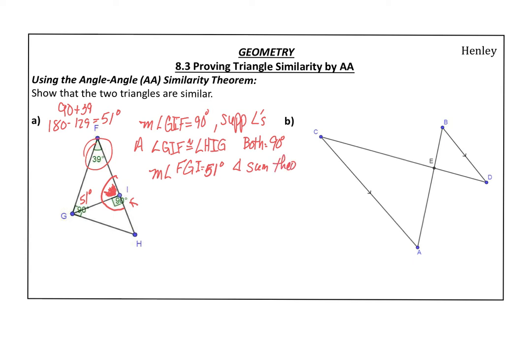We now look at angle G, and we can see that 51 plus the measure of IGH right here, so 51 degrees plus the measure of angle IGH, is going to equal 90 degrees. We are told that that whole angle is 90 degrees. So we subtract 51 from 90, and that tells us that the measure of angle IGH equals 39 degrees.